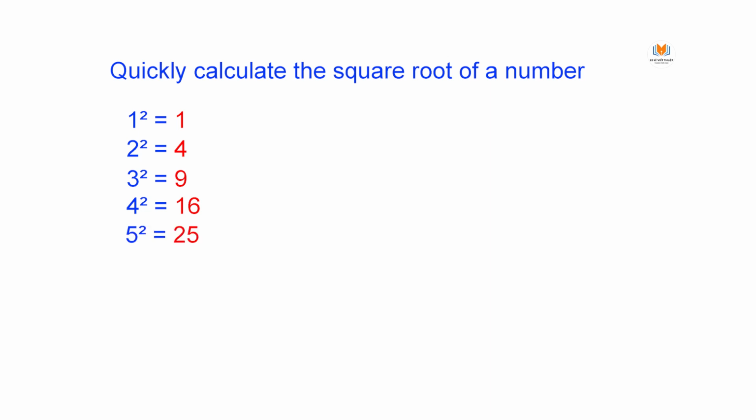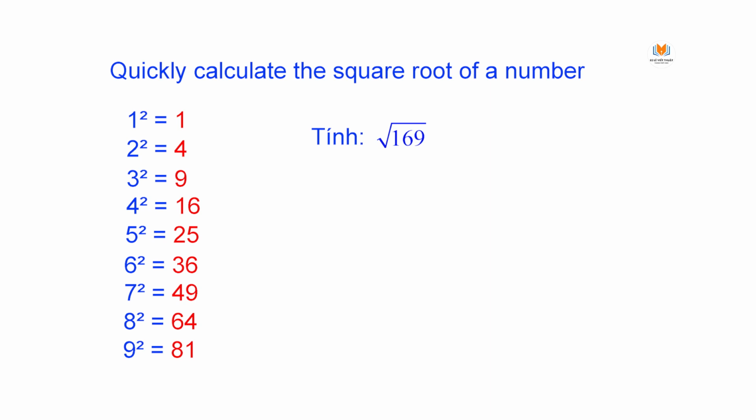5 squared equals 25. 6 squared equals 36. 7 squared equals 49. 8 squared equals 64. 9 squared equals 81. Through the square of a number, we find the square root.